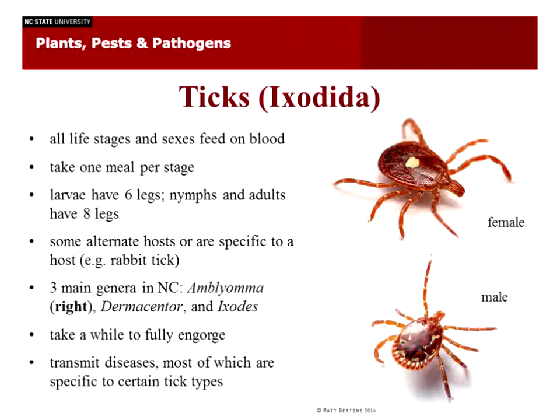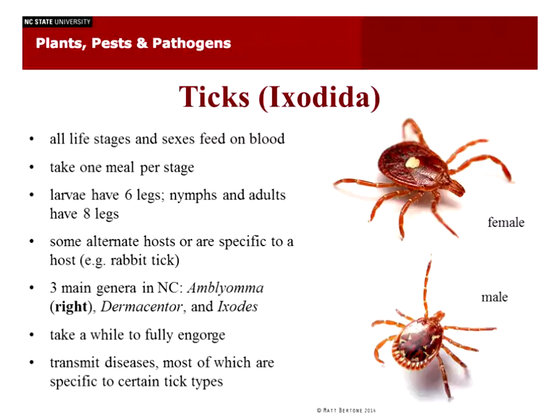So you can see here, these are adults. They have 8 legs, just like most arachnids. Now, some ticks use alternate hosts, like deer ticks, for instance, which start out on mice and go to deer, but others are specific to hosts. For instance, the rabbit tick only feeds on rabbits. There are 3 main genera that we have to be concerned about as humans in North Carolina. These are Amblyomma, the Lone Star ticks, shown here, female and a male. Of course, the female gives the name to the Lone Star tick because it has this dot in the middle of its body. And also Dermacentor and Ixodes, which I'll show you in a second.